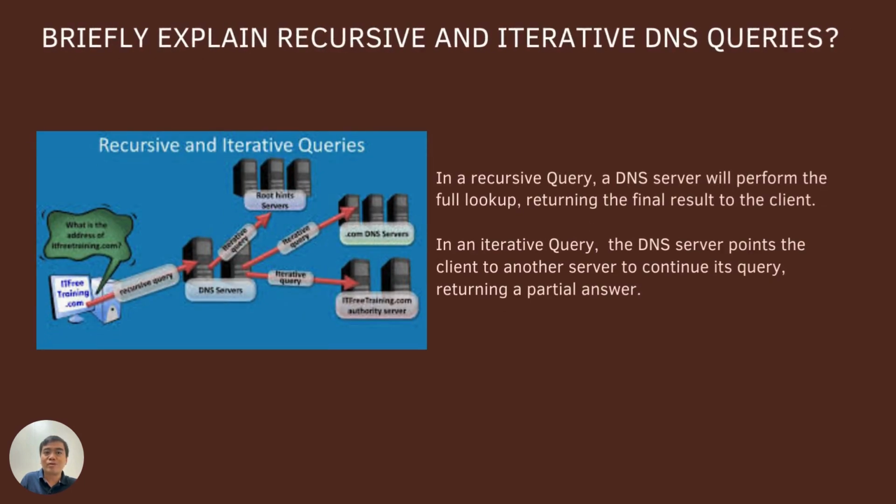Briefly explain recursive and iterative DNS queries. In a recursive query, a DNS server will perform the full lookup, returning the final result to the client, while in an iterative query, the DNS server points the client to another server to continue its query, returning a partial answer.